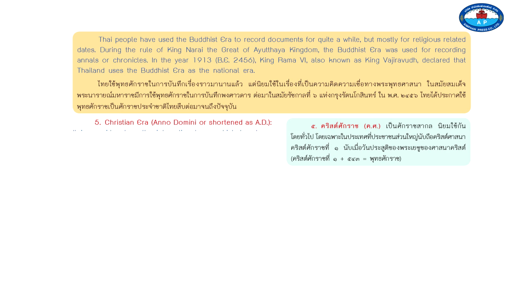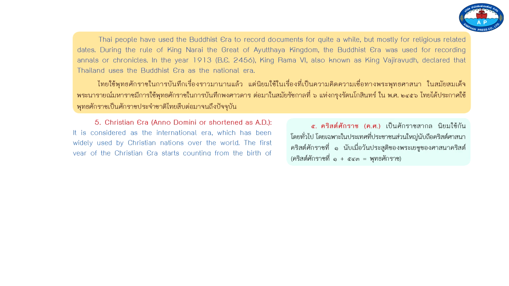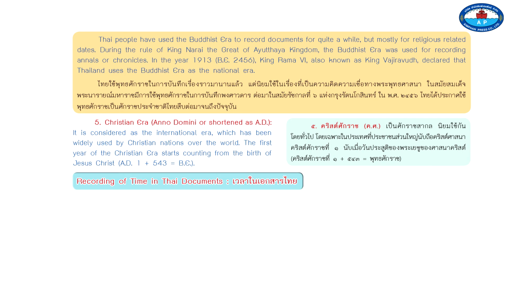5. Christian era, Anno Domini, or shortened as AD. It is considered the international era, which has been widely used by Christian nations over the world. The first year of the Christian era starts counting from the birth of Jesus Christ. AD 1 plus 543 equals BE.